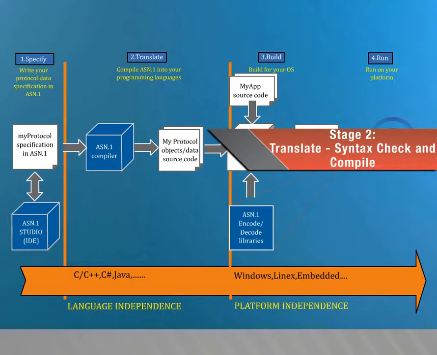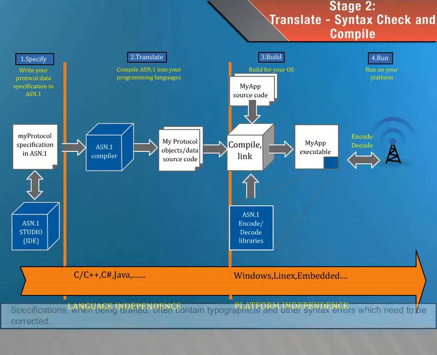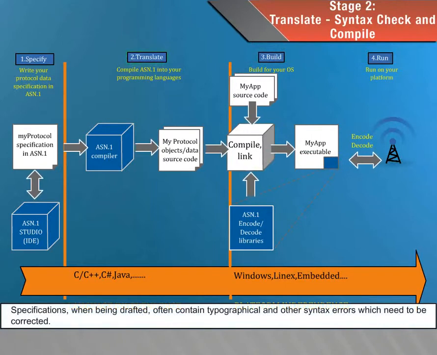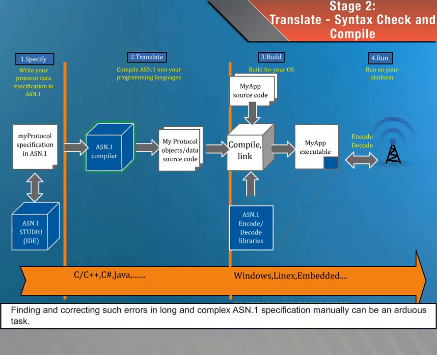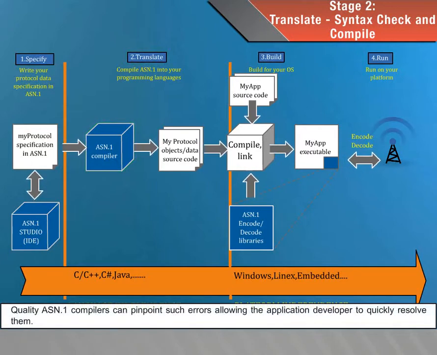Stage 2. Translate. Syntax check and compile. Specifications, when being drafted, often contain typographical and other syntax errors which need to be corrected. Finding and correcting such errors in long and complex ASN.1 specifications manually can be an arduous task. Quality ASN.1 compilers can pinpoint such errors, allowing the application developer to quickly resolve them.